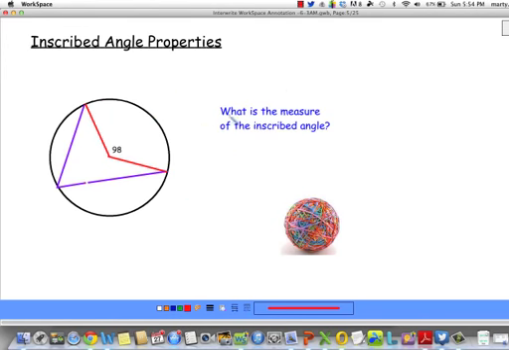Another example, what is the measure of the inscribed angle? If this is 98 degrees, we have to be half of that. This would be 49 degrees. This little minor arc right here would be 98 degrees. The central angle is equal to its intercepted arc. The inscribed angle is half of that.